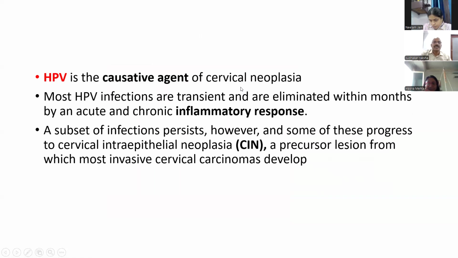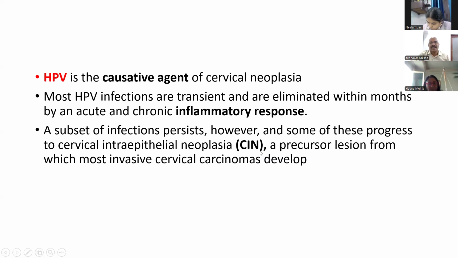So the causative agent is the human papilloma virus. Initially, when there are infections, they are temporary. They last for a few months and will subside. The first initial infections of this virus cause an inflammatory response. There is a small infection for a short period of time and it will go off. But when there are repeated infections, then the problem arises. Then it can lead to a pre-cancerous stage.